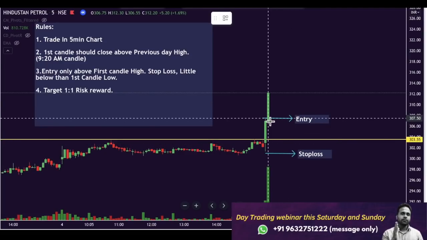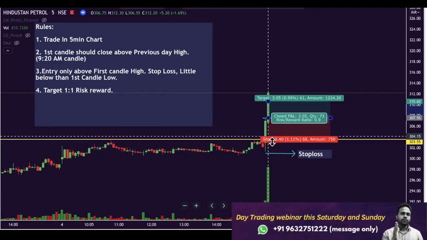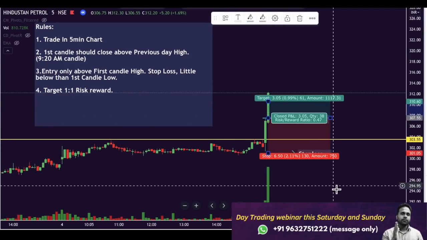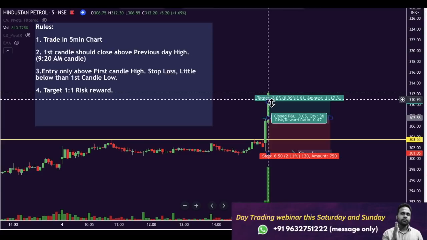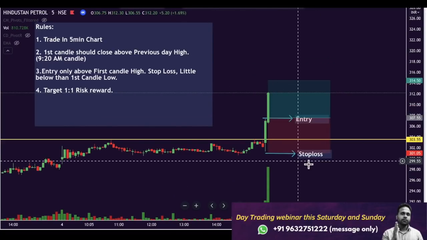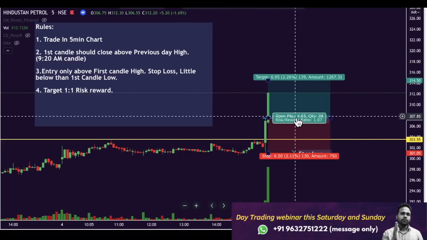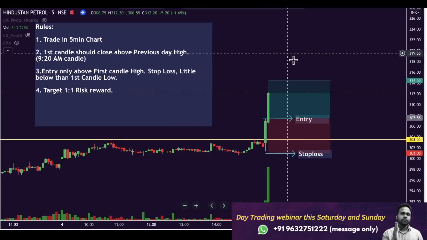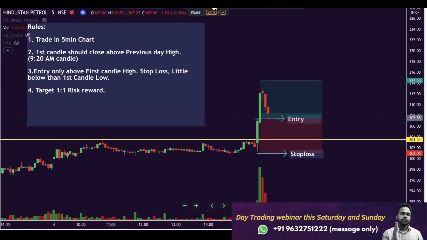Alright, so what did I say? We are going long. Our risk will be 1:1. So this is our stop loss level, correct? And our target level will be 1:1. So we have set our stop loss, we have entered the trade, we have set our target. Now let's see how the market went.